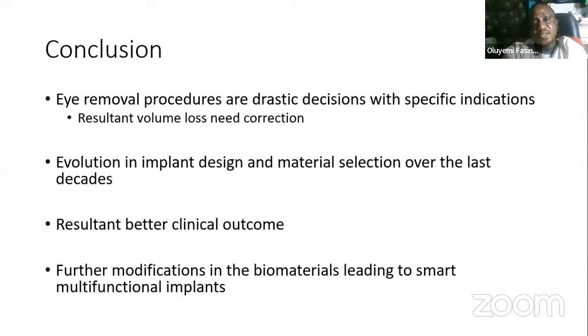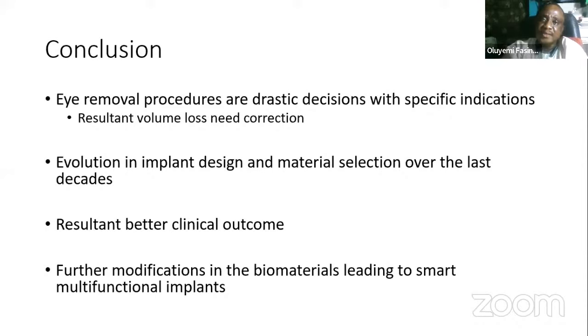In conclusion, we know that eye removal procedures are drastic decisions, as has been explained before, and there are specific indications for it. Definitely, once the eyeball is removed for any reason, there is resultant volume loss, and this certainly needs to be corrected. Over the years, there has been evolution in implant design and materials selection, which has resulted in better clinical outcomes for these patients. Even till now, there are still further modifications in the materials being used or designed, so that they now start thinking of smart multifunctional implants that have some antibacterial property with better cosmetics and so on and so forth.